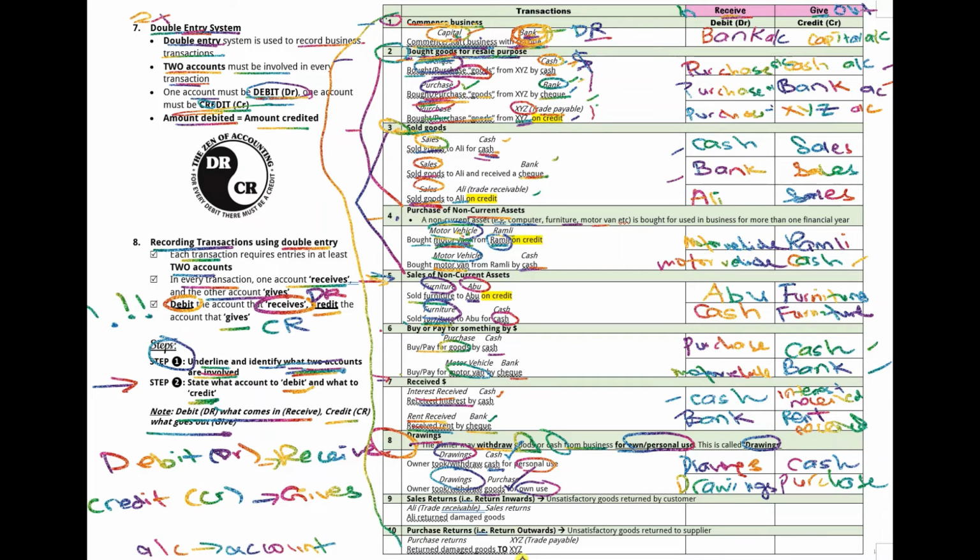And lastly, second last, number 9, sales return, another word is called return inwards, okay? When you sell goods to a customer, and then they find that it's faulty or damaged, they return it to you, it's called return inwards.